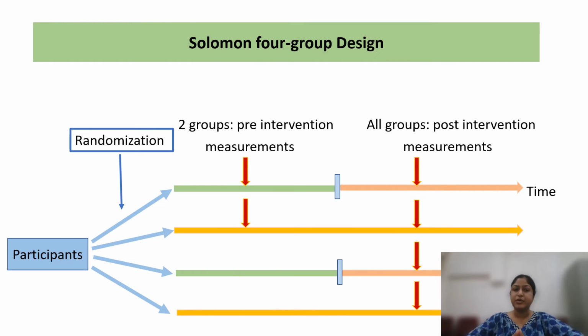Then we have the Solomon 4-group design. In this design, there will be 4 groups, 2 intervention groups and 2 control groups. Two of the groups will receive pre-intervention measurements, and all 4 groups will receive post-intervention measurements, and the difference will then be calculated.